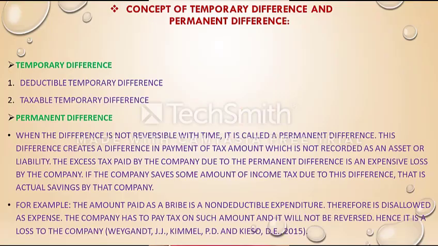So, the concept of temporary difference and permanent difference. Temporary differences have two types, deductible and taxable. For permanent difference, if we try to learn by example, the amount paid as a bribe is a non-deductible expenditure, therefore it is disallowed as an expense. The company has to pay tax on such amount and it will not be reversed, hence it is a loss to the company.